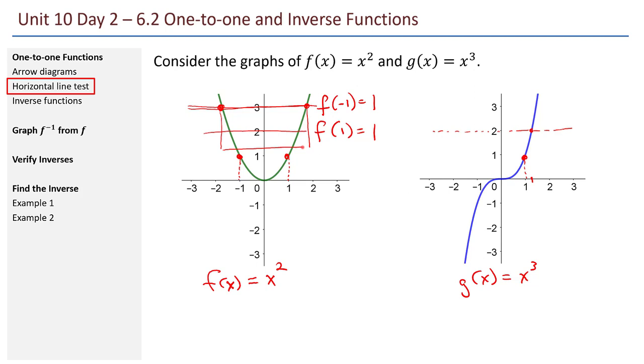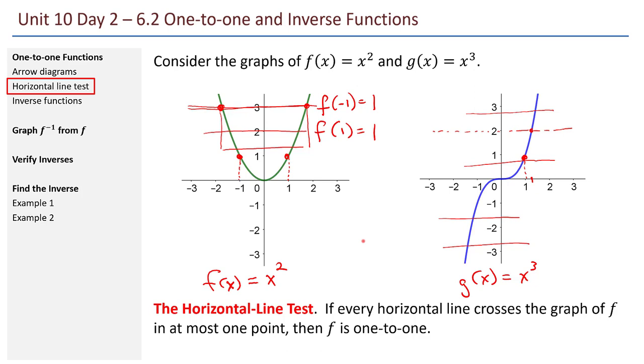function is not one-to-one. On the right, every horizontal line crosses at only 1 point on the graph. So for every y value, there's only one x that produces that y. So this is what leads us to the horizontal line test. If every horizontal line crosses the graph of f in at most 1 point, then f is one-to-one. The horizontal line test. Now we know the vertical line test. The vertical line test just tells us if a certain graph is actually the graph of a function. But the horizontal line test also tells us, is that function one-to-one?